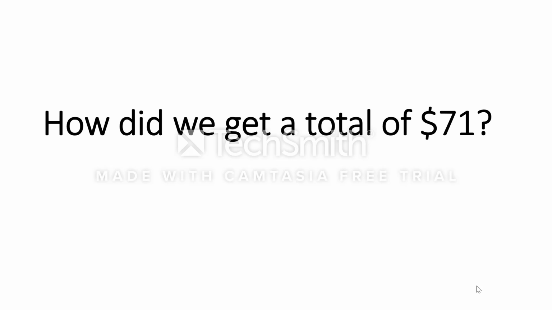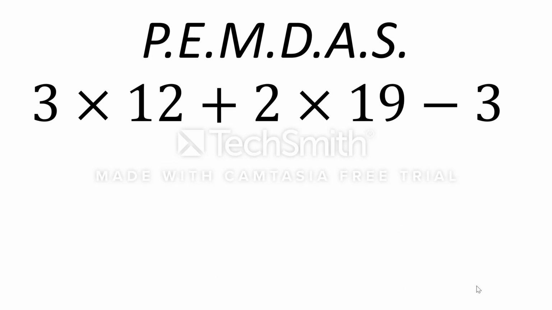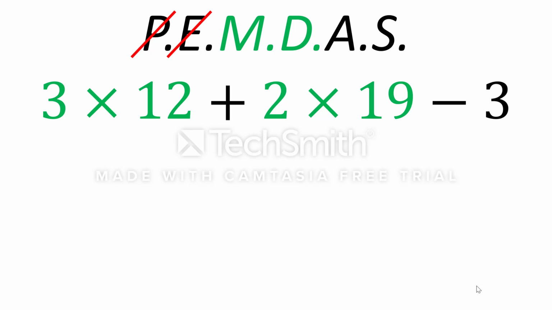So how did we get a total of $71? If we follow the order of operations by using our newly learned acronym of PEMDAS, we notice that there is no P for parentheses and that there are no E for exponents in our expression. Moving down the acronym, we ask ourselves, do we have any M for multiplication or D for division within our expression? Yes, we have two sets of multiplication problems, which are 3 times 12 and 2 times 19. Because we have two sets of multiplication problems, according to the order of operations, we need to work on them as they appear from left to right, ignoring all other operations at this time.